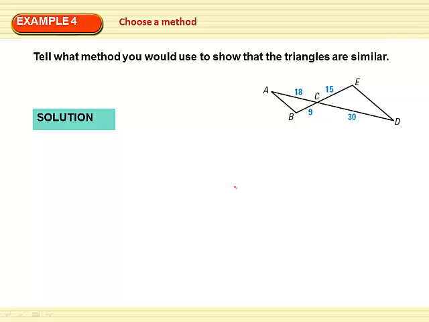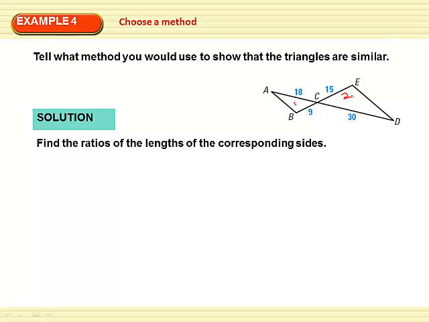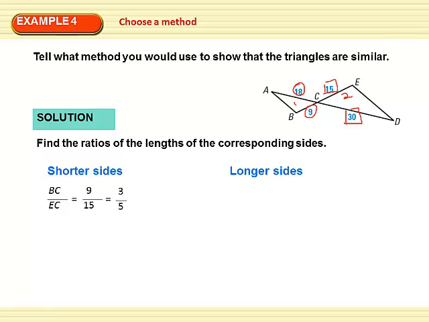So first thing is you would find the ratios of the lengths of the corresponding sides. So the way you think of it is we have two triangles. We have the smaller one here and then the larger one here. The smaller one has a small side of 9 and a large side of 18. The larger one has a small side of 15 to a large side of 30. So you can say the shorter sides is 9 to 15, which is 3 to 5. The longer sides, which is 18 to 30, which is 3 to 5 again. So far we have two side lengths that are in perfect ratio with each other.